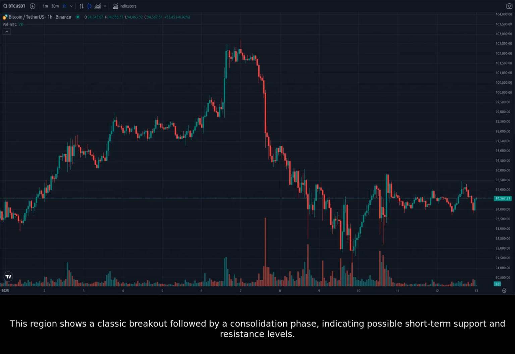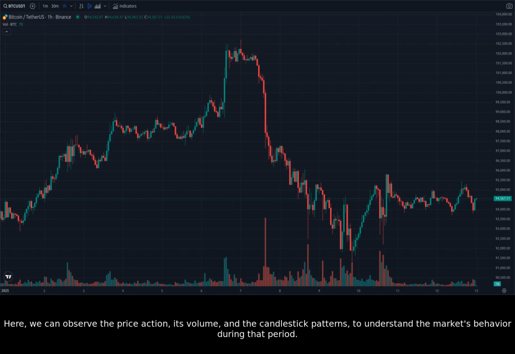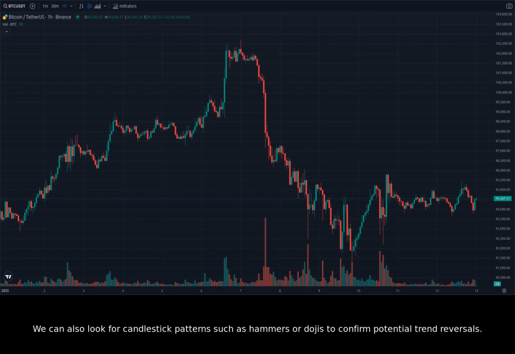This region shows a classic breakout followed by a consolidation phase, indicating possible short-term support and resistance levels. Here, we can observe the price action, its volume, and the candlestick patterns to understand the market's behavior during that period. We can also look for candlestick patterns such as hammers or dojis to confirm potential trend reversals. Understanding candlestick patterns in the 15-minute chart can help identify ideal entry points for scalpers.